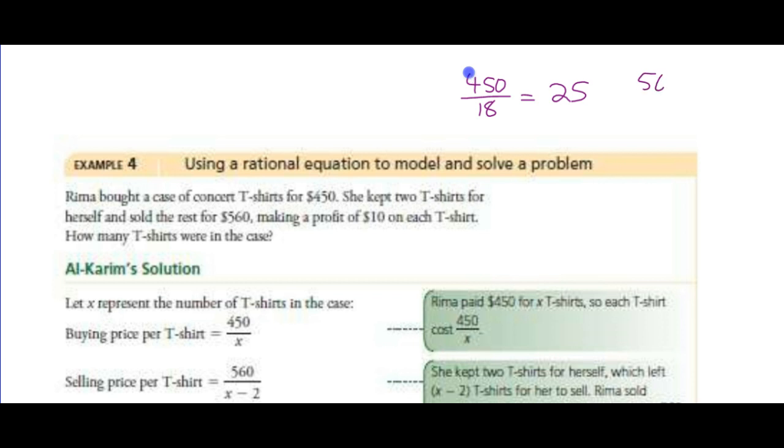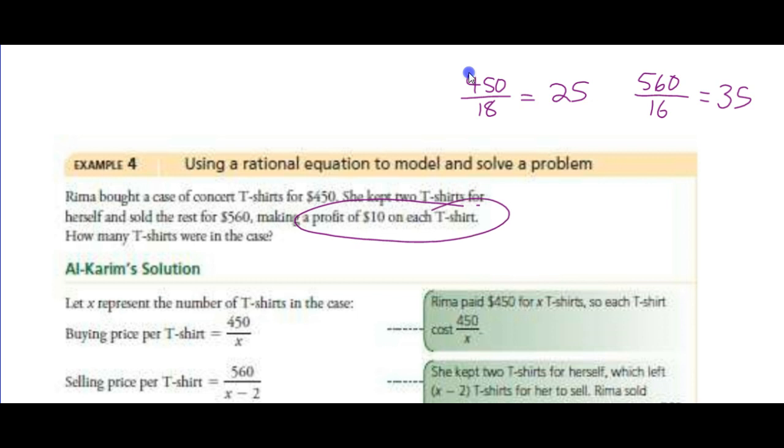She sold 16 shirts for $560, right? So she kept 2 for herself. So what's 560 divided by 16? So she sold them for 35, she bought them for 25. How much money did she make off each one? Okay. So that matches, right?